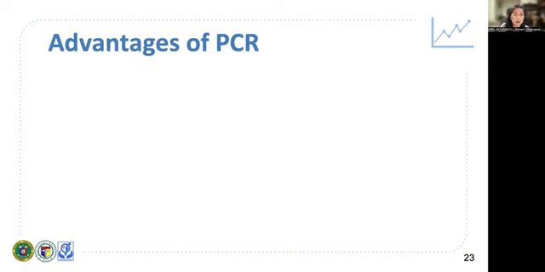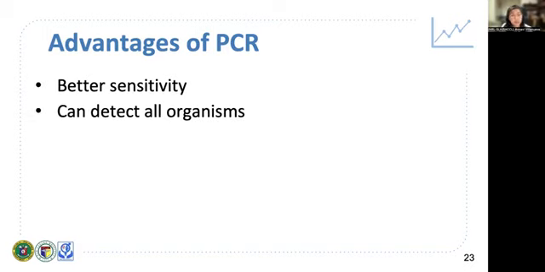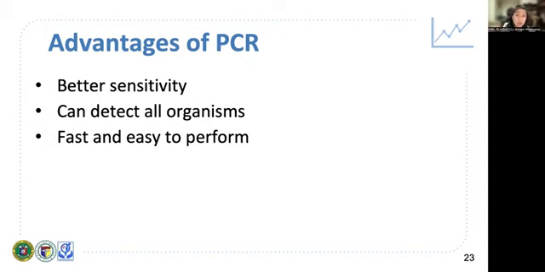So in general, the advantages of your PCR over your traditional methods are the following. Number 1, you have better sensitivity. Number 2, you can detect all organisms as long as you know the DNA sequence of these organisms, and as long as you know where you can actually purify them, from what clinical sample you can purify them. And number 3, you know that PCR is also fast and easy to perform compared to your conventional methods.